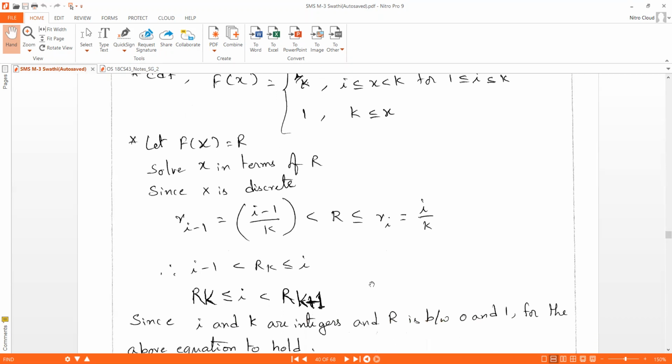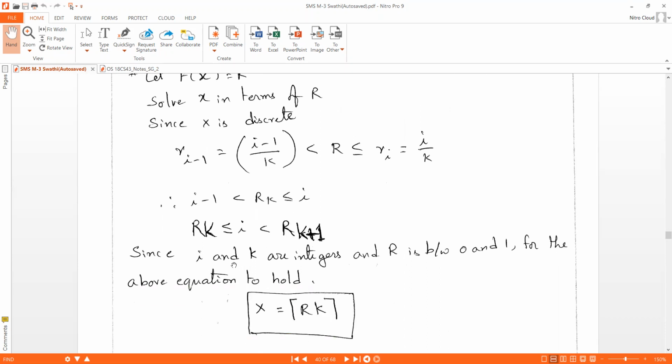Okay, so we are writing x in terms of R now. If you write like this, we will get R into k is less than or equal to i less than or equal to Rk plus 1. Since i and k are integers and R is between 0 and 1, for the above equation, the x value can be written like this: x is equal to floor of R into k. Remember this formula, x value can be calculated by using floor of R into k.